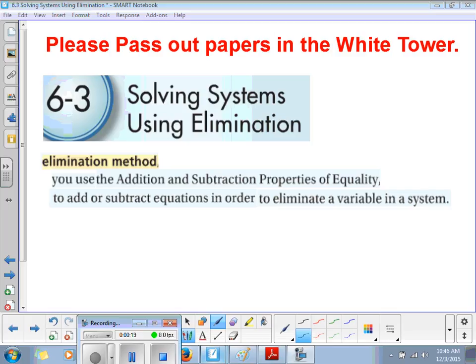Now, with math, when you eliminate, how do you make something become zero? If it's a positive, you're going to subtract or add the opposite, right? If it's a negative, you're going to add the opposite again, right? So we want to make sure that we have inverses so that we can cancel out one of the variables. Okay?